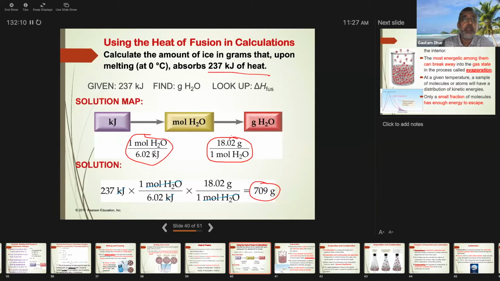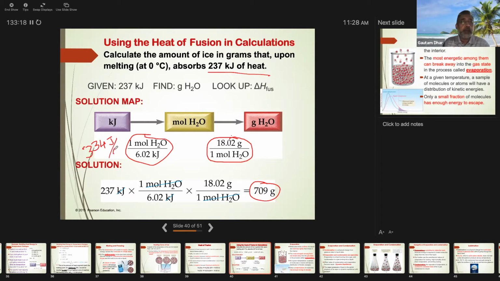Now, if I give you the same question, calculate the amount of ice in grams that upon melting will absorb 237 kilojoules of heat, but instead of saying 1 mole, I would say, for this one, 80 calories per gram, so 80 times 4.18, that's 334.7. So let's say 334 joules per gram.